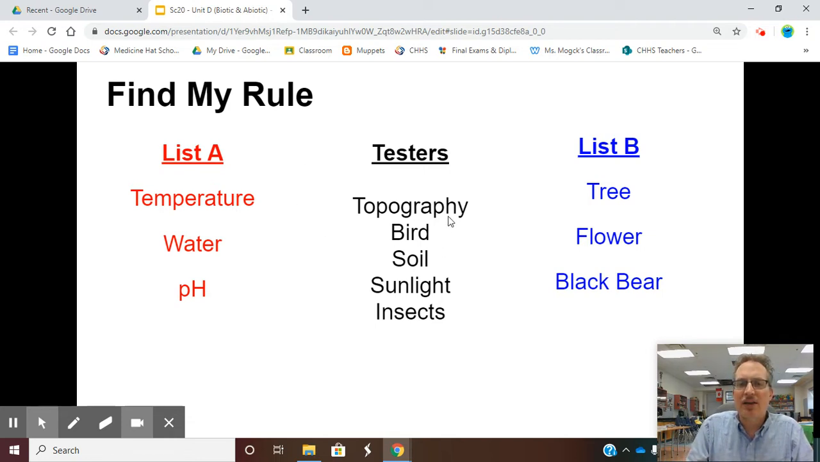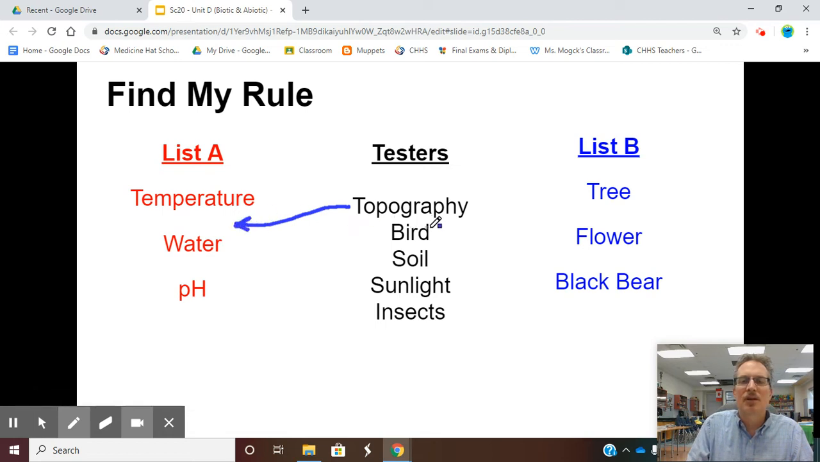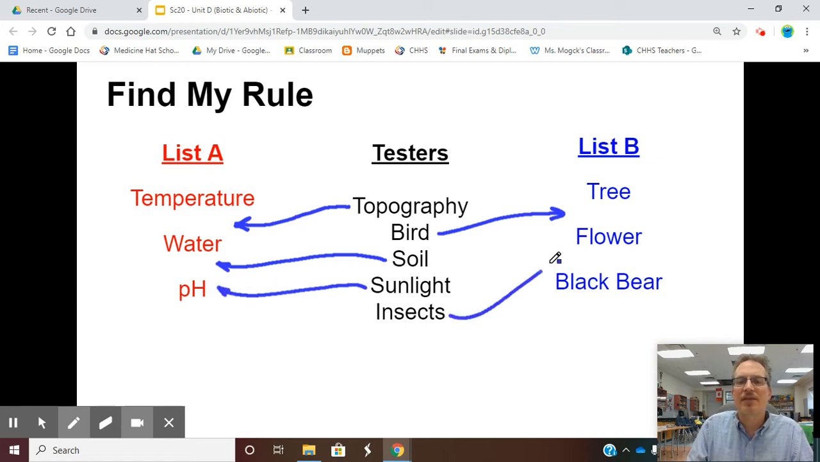If I look at topography, topography is land heights or land makeup, how the land looks when you look at it. Is it bumpy? Is it smooth? I think we would put that on my list A. Birds, I think they go over here with flowers, trees, and black bears on B. Soil, again, over here with water, pH, temperature. Sunlight over here, and insects up here.